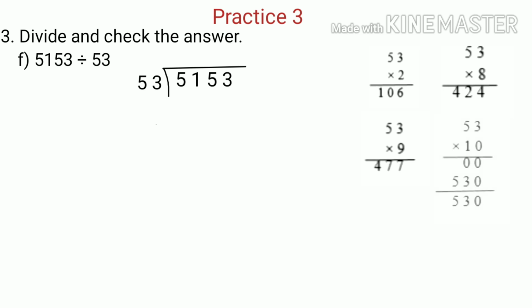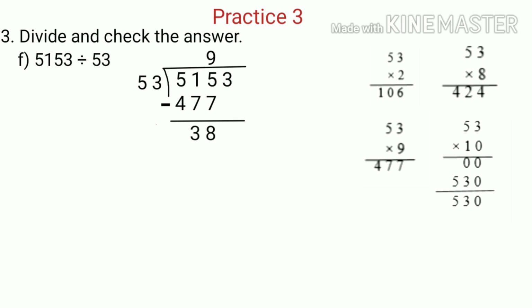And we know that 53 multiplied by 10 is 530. And 530 is greater than 515. And remember, we cannot take a number which is greater than 515. So we will consider 477 because it is nearest to 515. Now since 53 multiplied by 9 is 477, we write 9 as the quotient above 5. And we write the product of 53 and 9 below 515. That is, we write 477 below 515. And subtract 477 from 515. 515 minus 477 is 38.